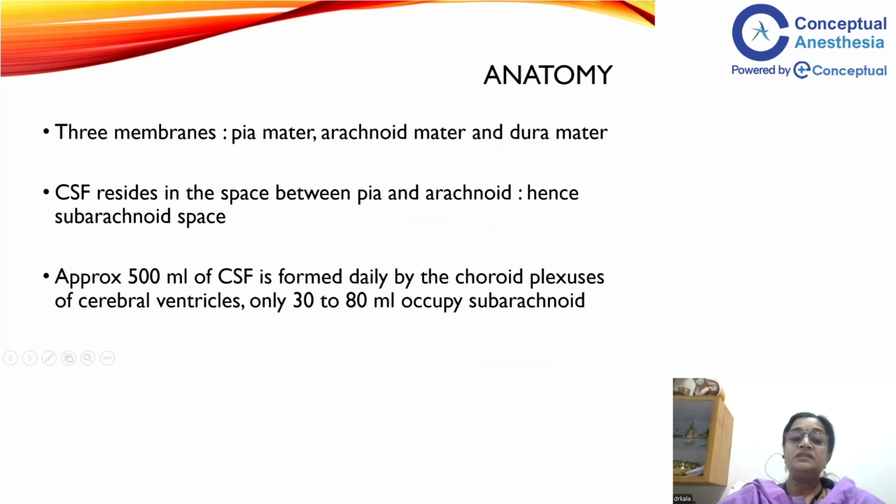The three membranes of the spinal cord are the pia mater, the arachnoid mater, and the dura mater. The CSF resides in the space between the pia and the arachnoid, and hence it is the subarachnoid space. Approximately 500 ml of CSF is formed daily by the choroid plexuses of the cerebral ventricles. Only 30 to 80 ml is occupied in the subarachnoid space.